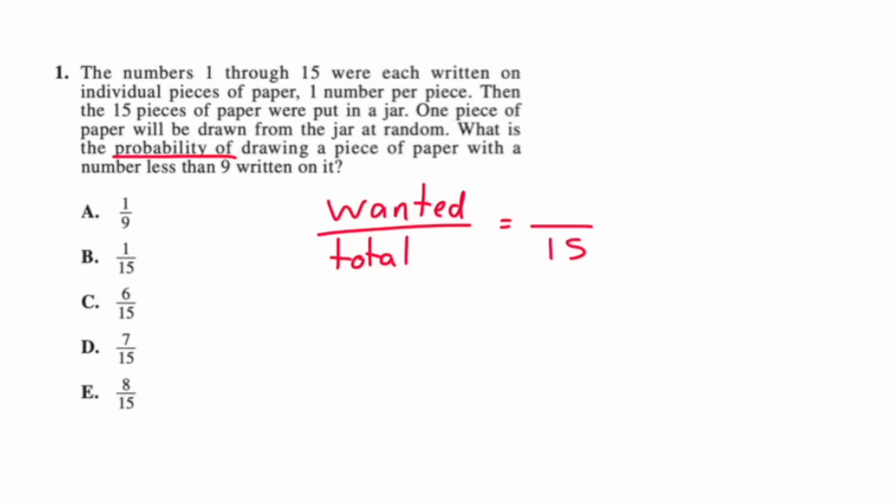And what are the wanted outcomes? So what is the probability of drawing a piece of paper with a number less than 9? Okay, so we also have to clue into the fact of saying less than, not less than or equal to, right? So 9 doesn't count. We're not including that, just the numbers less than it. So 1 through 8, which means there's 8 numbers, right? So 8/15.